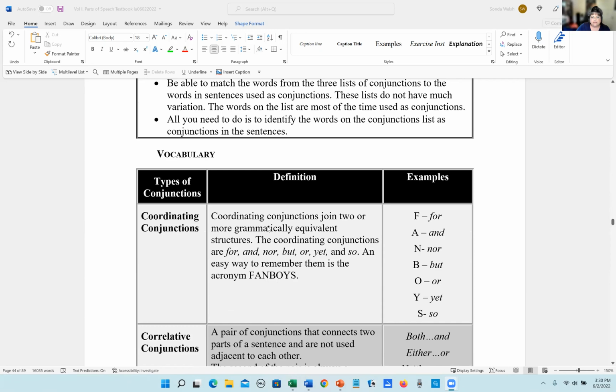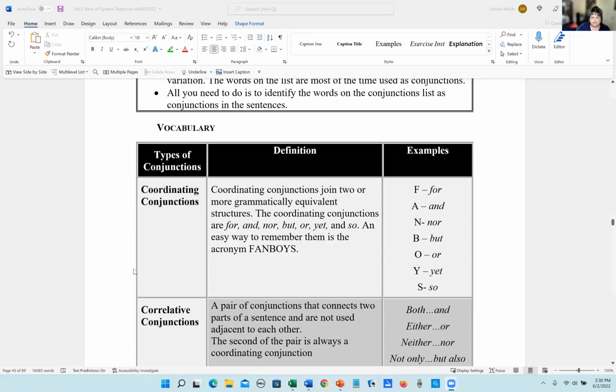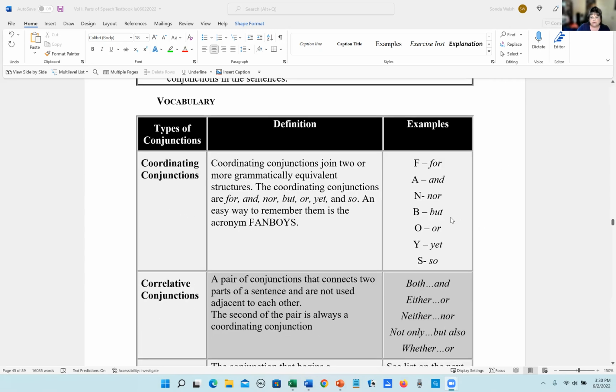All right, let's talk now about the types of conjunctions. There are three types of conjunctions. There are coordinating conjunctions. And a coordinating conjunction you can remember because they're one word and they spell FANBOYS: for, and, nor, but, or, yet, or so. So that's an easy mnemonic to remember coordinating conjunctions, FANBOYS.